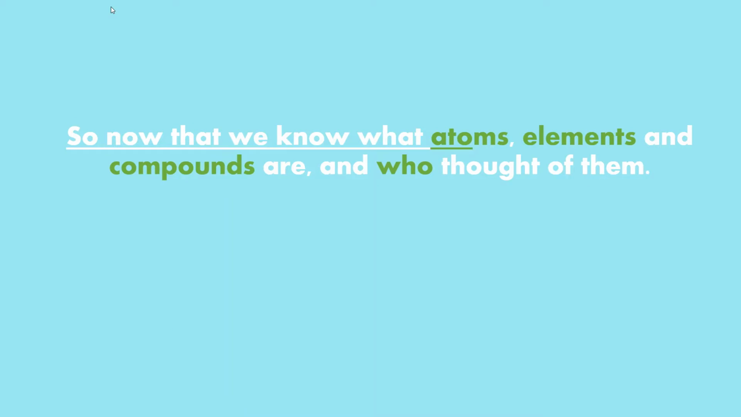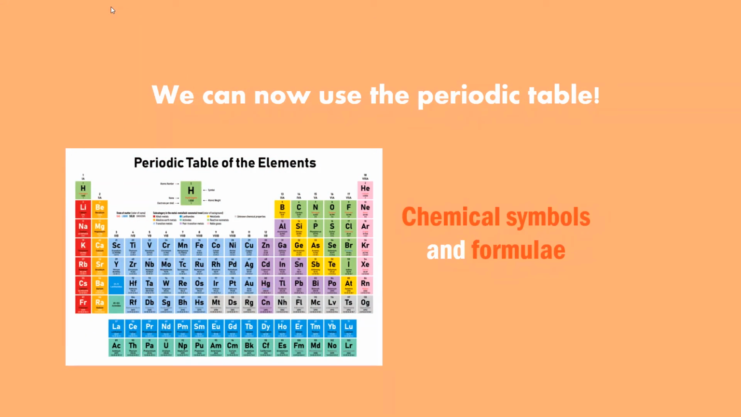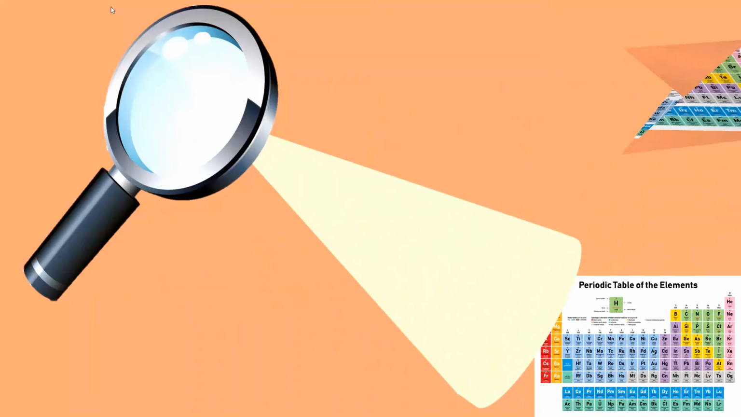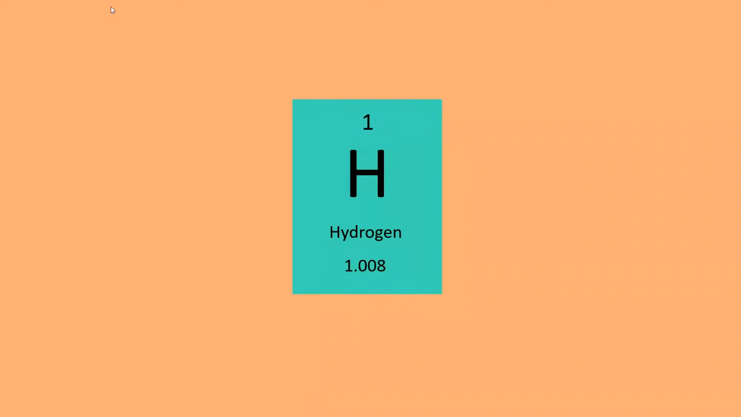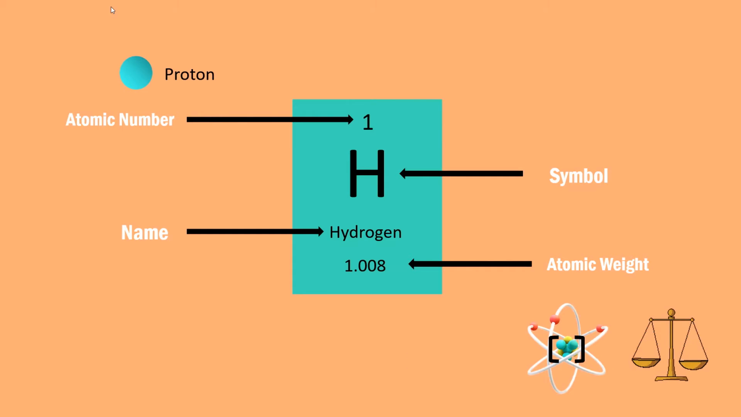So now that we know what atoms, elements, and compounds are and who thought of them, we can now use the periodic table. And here we'll find out about chemical symbols and formulae. So if we take a closer look at the periodic table and find out how it's written, we can find the atomic number, the name, the symbol, and atomic weight. And this is for the first element, hydrogen.